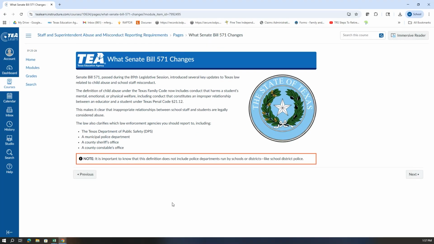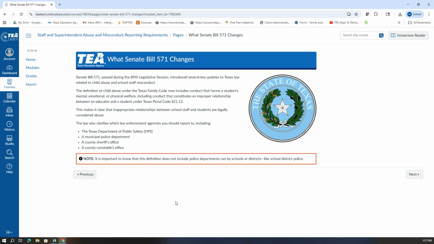So, the Senate Bill 571 changes. Senate Bill 571, passed during the 89th legislative session, introduced several key updates to Texas law relating to child abuse and school staff misconduct. The definition of child abuse under the Texas Family Code now includes conduct that harms a student's mental, emotional, or physical welfare, including conduct that constitutes an improper relationship between an educator and a student under Texas Penal Code 21.12. This makes it clear that inappropriate relationships between school staff and students are legally considered abuse.